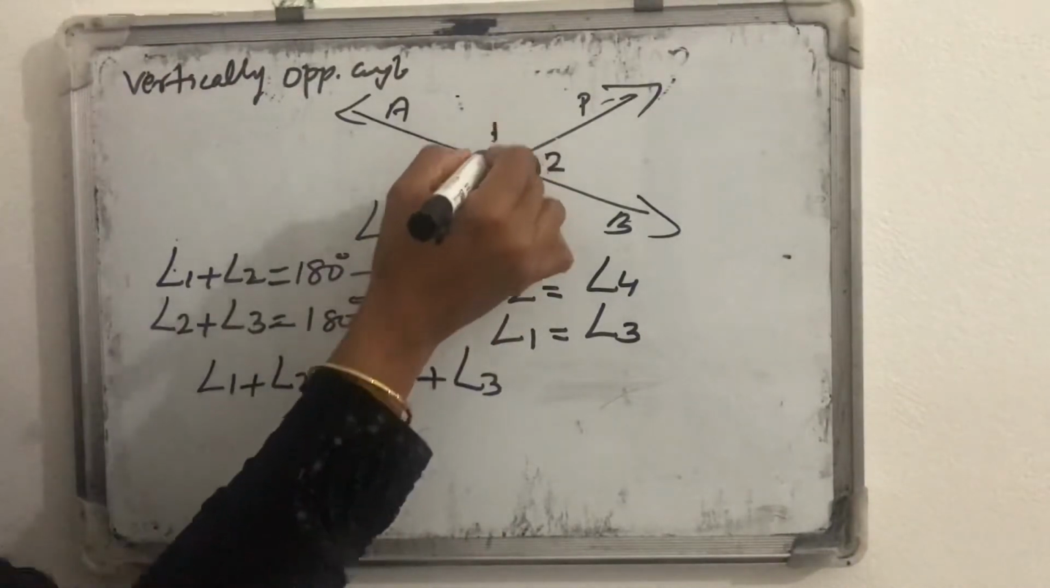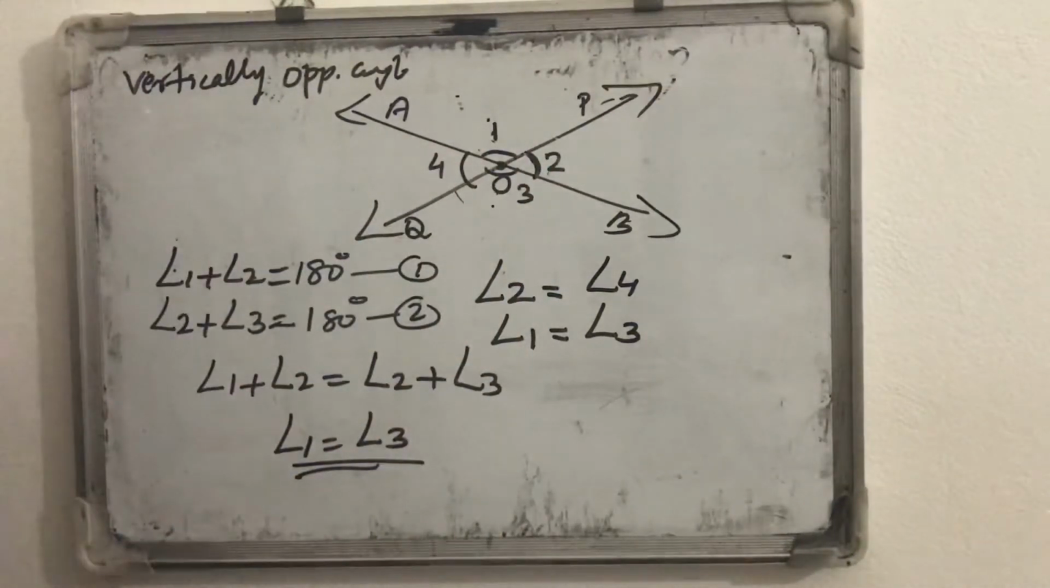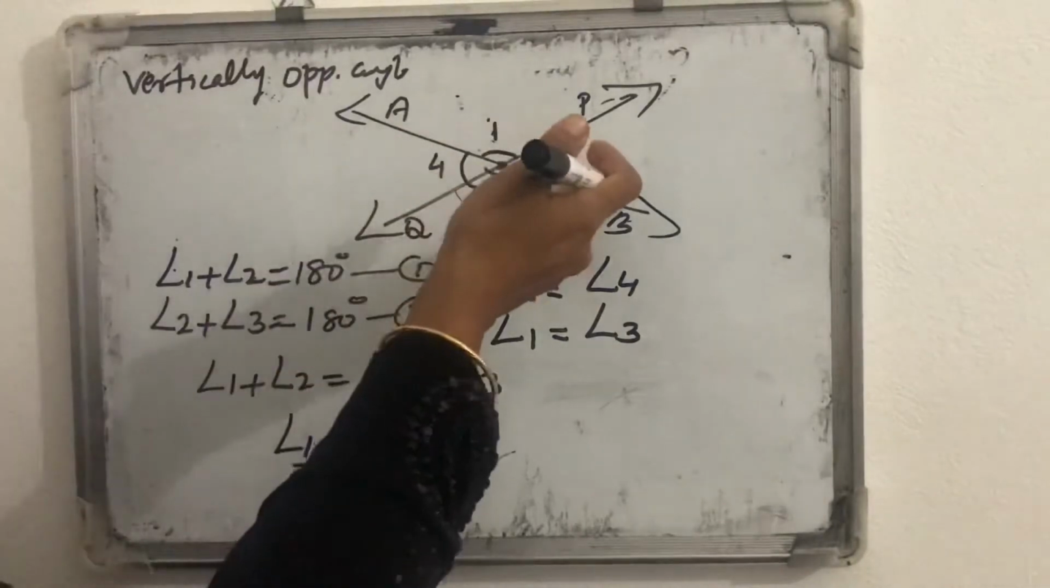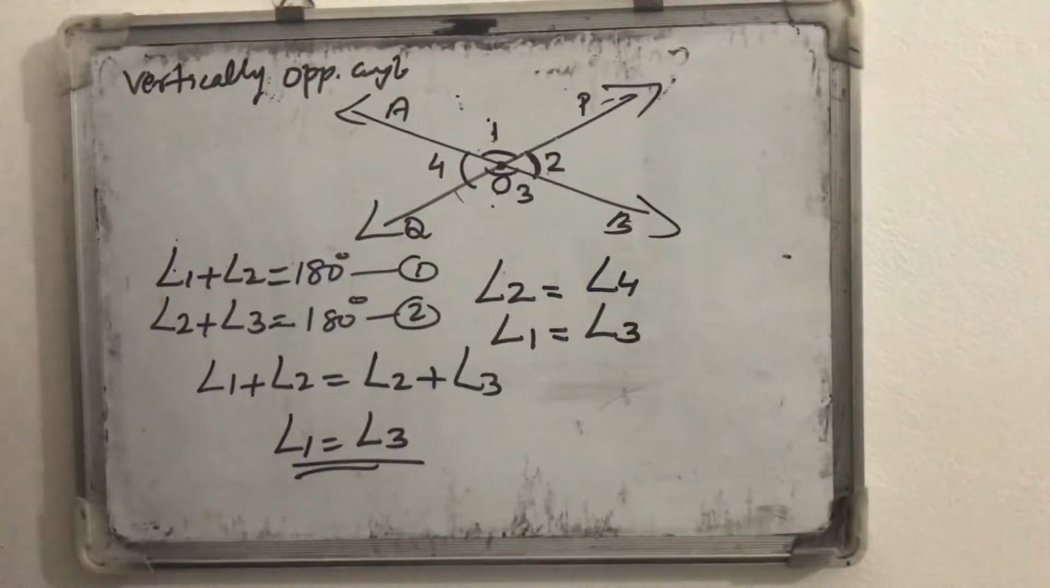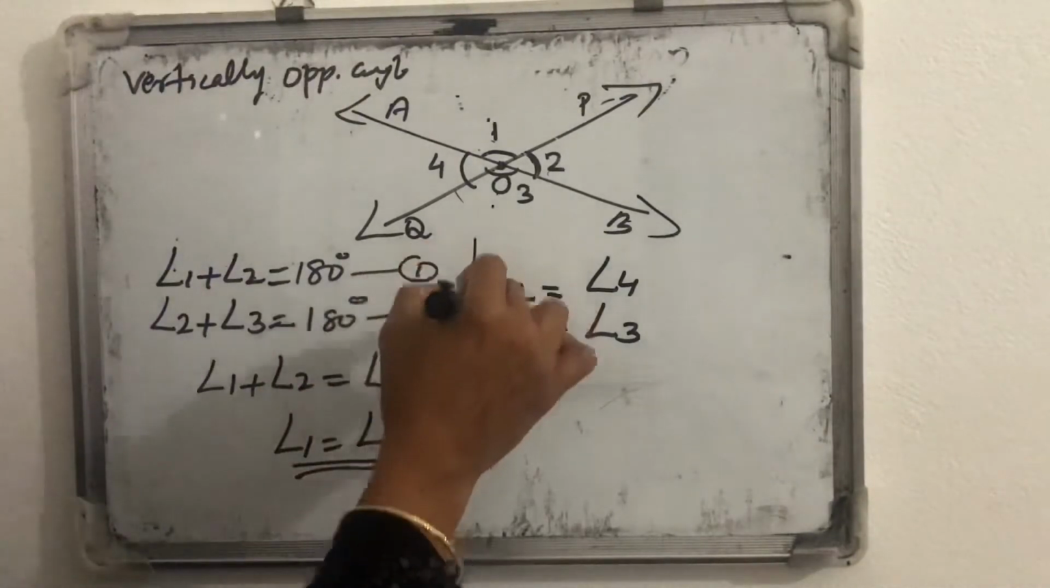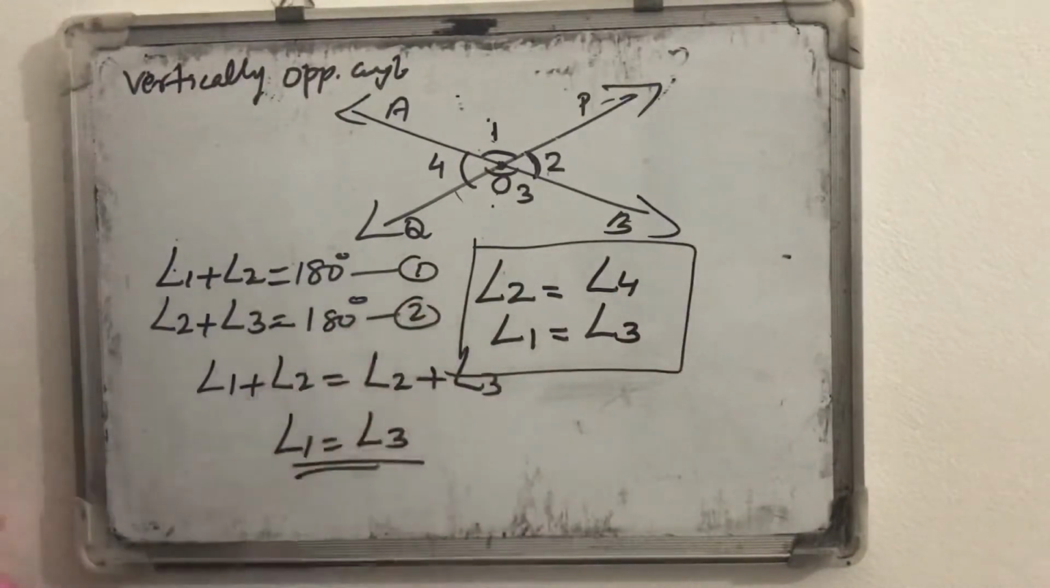That is, these two angles are equal. In the same way we can prove angle 2 is equal to angle 4. So it's very important: vertically opposite angles are equal. How can we prove this?